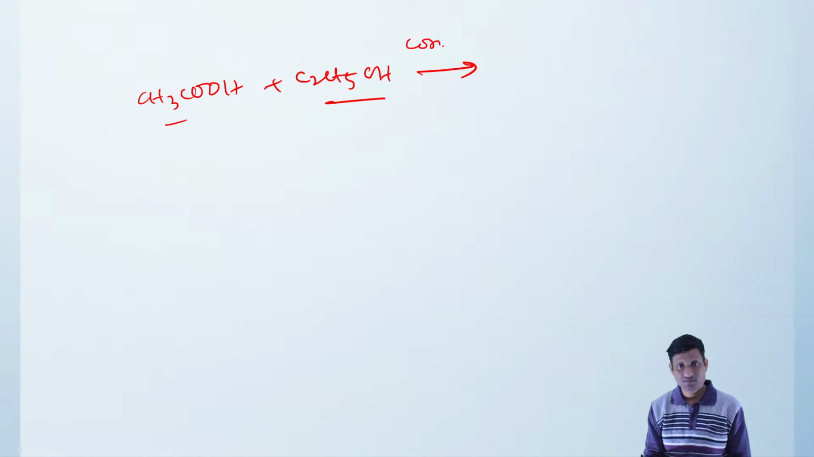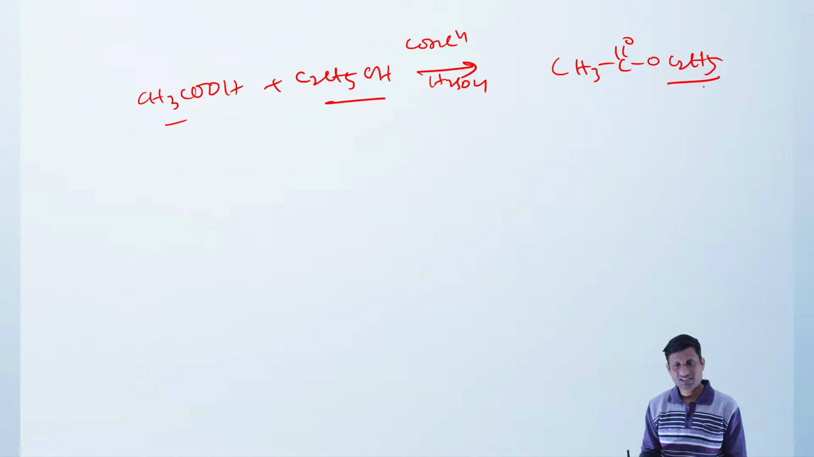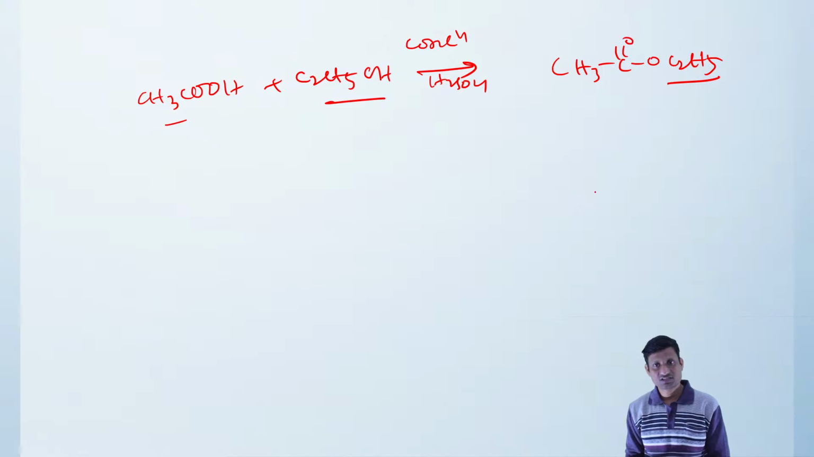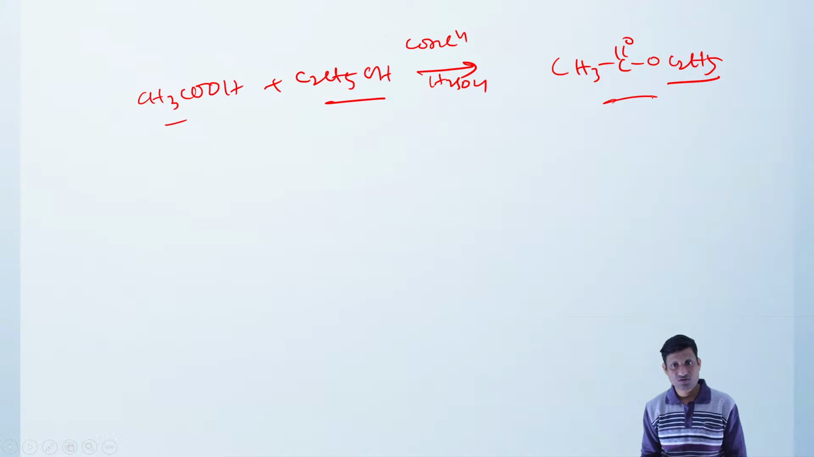Basically, in the presence of concentrated H2SO4, this will form CH3COOC2H5, ethyl acetate. This is an ester. This is called the ester, and it has a sweet smell. Very practical based questions can also appear: what will happen? Is there any smell? What kind of characteristic smell will you get from this?